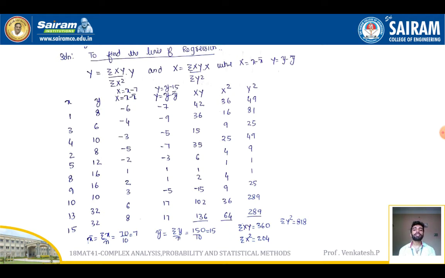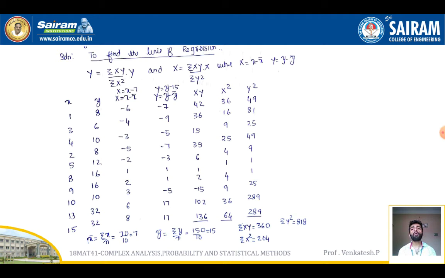So finding XY, multiplying capital X into capital Y, I'll be getting 42, 36, 15, 35, 6, 1, 2, minus 15, 1, 2, 136. Finding X square, I will be getting 36, 16, 9, 25, 4, 1, 4, 9, 36, 64. Finding all the capital Y squares: 49, 81, 25, 49, 9, 1, 1, 25, 289, 289. So now find all the summations: summation XY is equal to 360, summation X square is 204, summation Y square is 280.